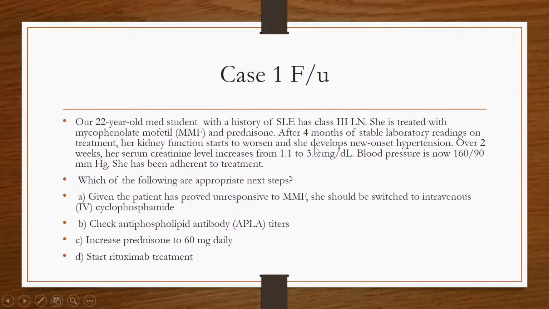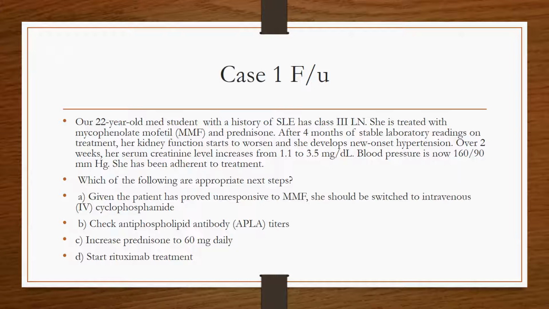So the same patient, after a few months of treatment with the MMF and prednisone, was doing fine and suddenly had rise in creatinine, rise in blood pressure. So the question is, what does she have now? What should we be doing? Given the patient has proved unresponsive to MMF, we should switch to intravenous IV cyclophosphamide? No. Check antiphospholipid antibody titer? Yes, because the picture is consistent with TMA.